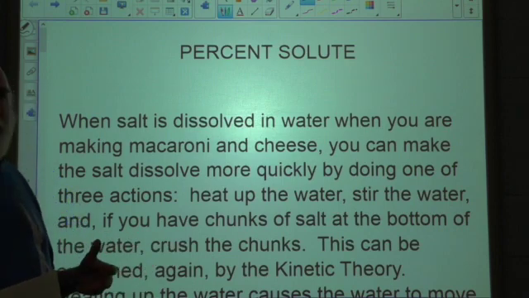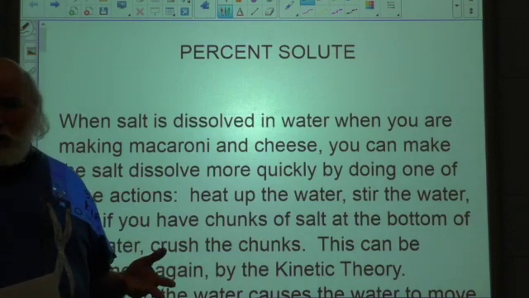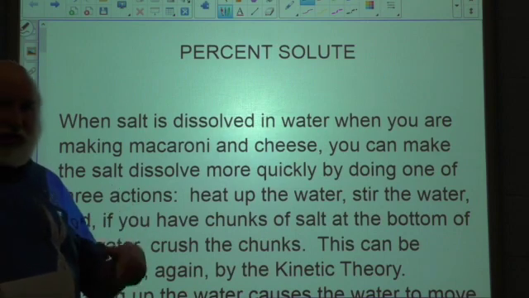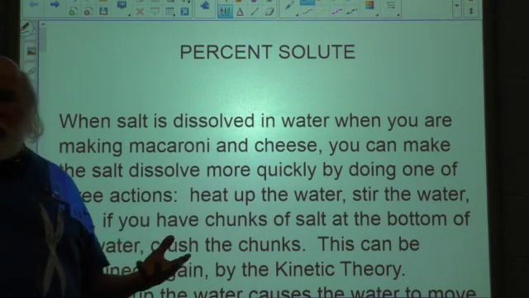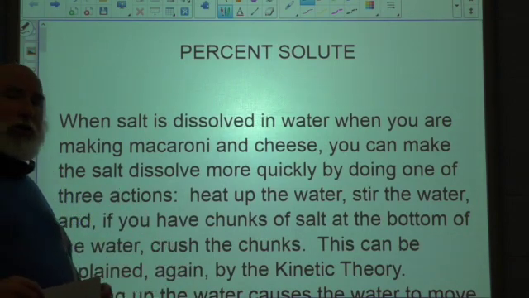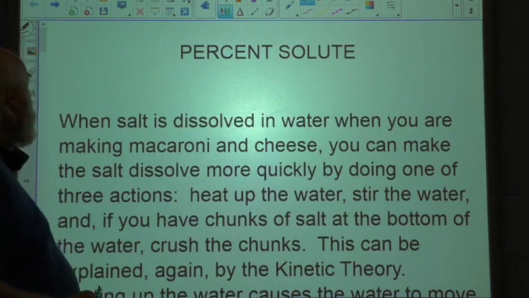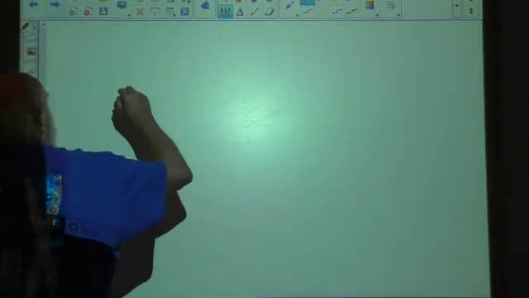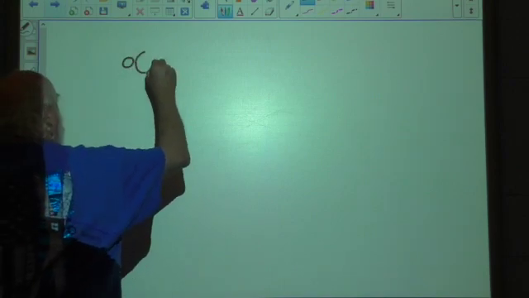A solution, as we talked about way back when in chapter 1, is a homogeneous mixture where you can't see the stuff in it. Salt water is a good example of a homogeneous mixture that we call a solution. So let's talk about this. Let's suppose that we are going to dissolve sodium chloride in water. Well, here's the deal about sodium chloride.